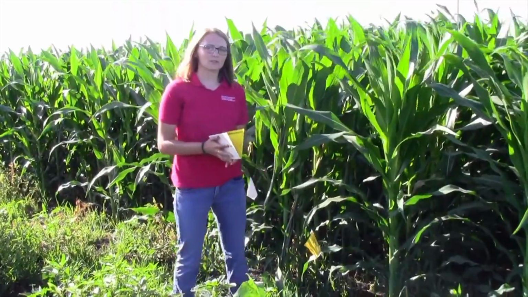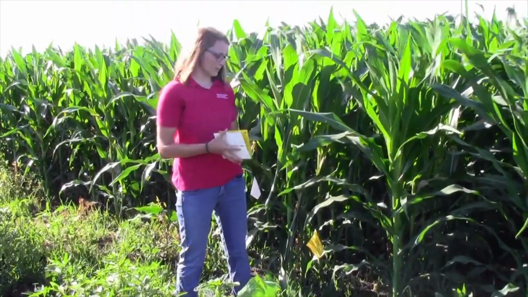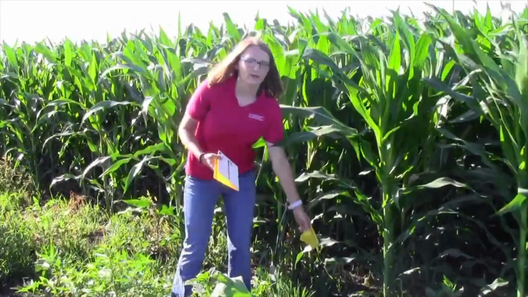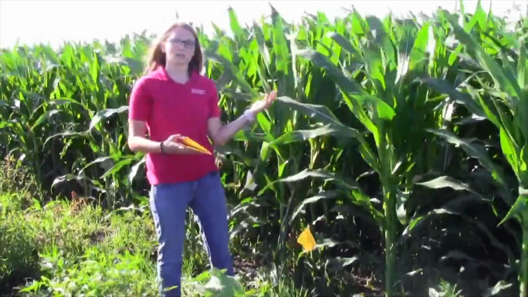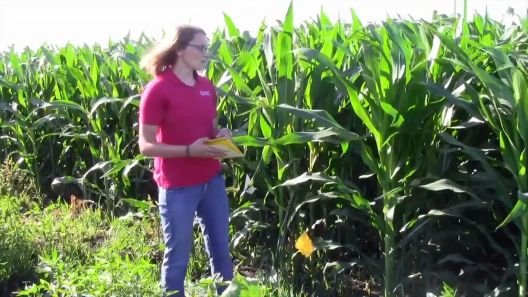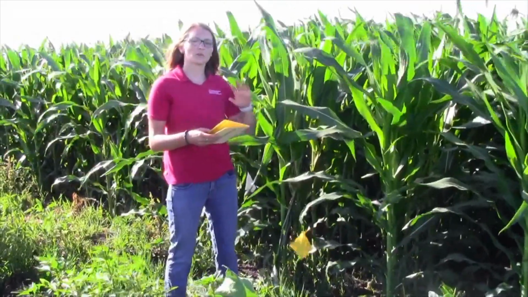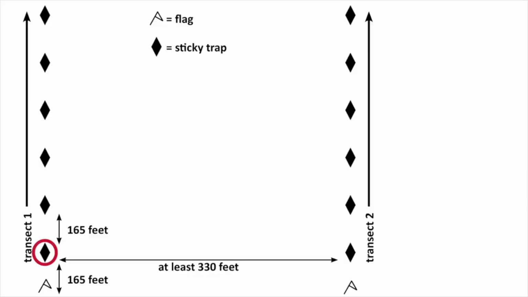Okay, when you establish a transect in a field, we recommend placing a flag or some sort of a marker at the edge of the field so that you can find the transect later. What you would do is walk about 165 feet into the field interior and place your first trap. And then every subsequent trap should be placed along the same row every 165 feet.